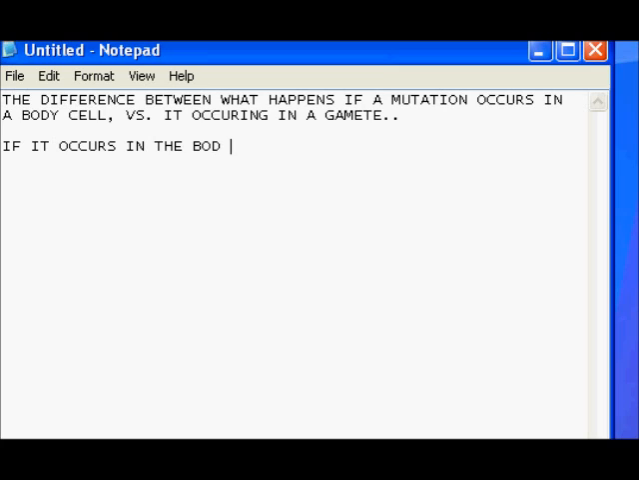then only that body will be affected by it, and not the offspring.